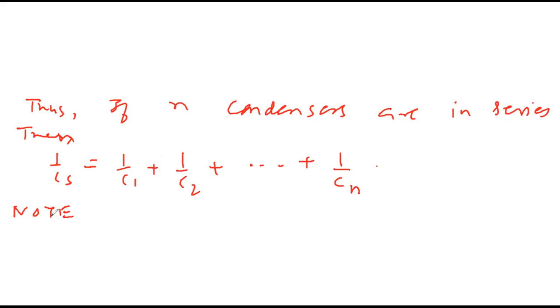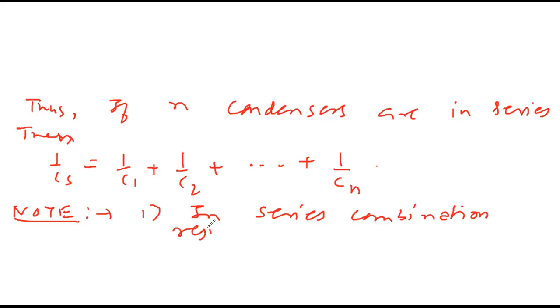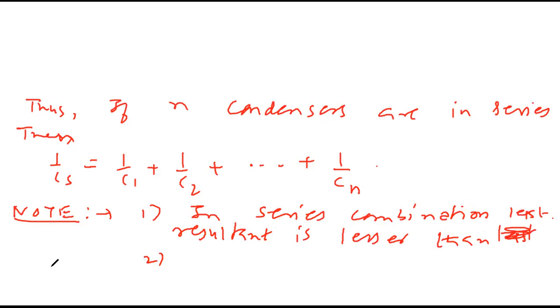Note, in series combination, resultant is lesser than least. Kamya, can you tell me what is meaning of this? Resultant is lesser than least. So it means, give some example. If 1, 2, 3, 4 are in series, result will be less than 1. Lesser than least means the smallest is 1, and the answer will be even smaller than that.